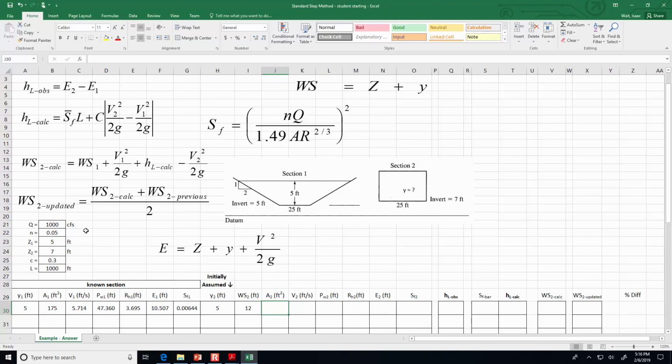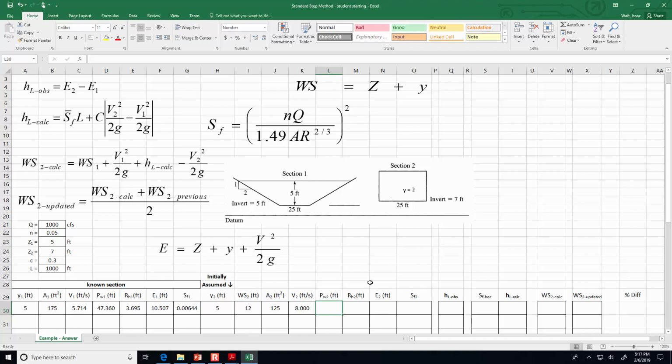Cross-sectional area in section 2 isn't trapezoidal. It's just based on a rectangular channel. And so the cross-sectional area at 2 is going to be 25 feet wide times whatever the depth is. So let's do 25 times the water depth. Okay, so now we know if the water depth is 5, then we'd have this cross-sectional area, and therefore we can calculate the velocity, because that is Q divided by the area. So it should be 8 feet per second if the water depth is 5 feet.